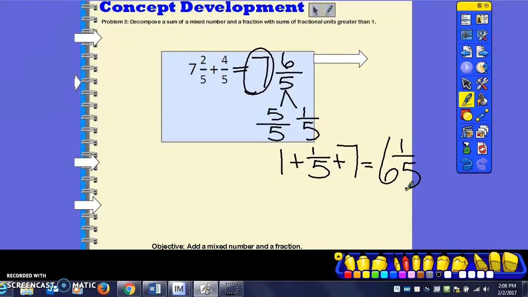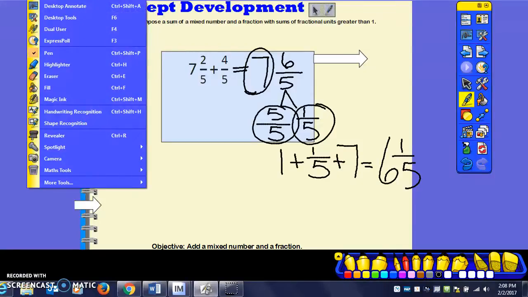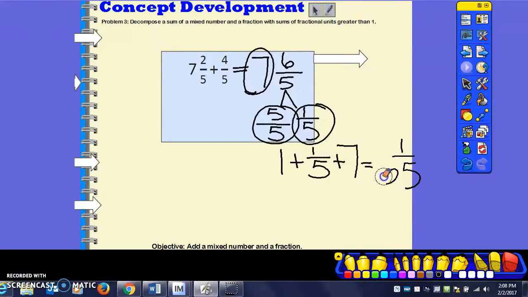So again, I changed my improper fraction to a mixed number using my number bonds. So I took 5/5, which is the same as 1 whole, plus my 1/5 that's left. And then I can't forget about the 7 wholes that I already had. I'm sorry, so 7 plus 1 is 8, not 6. Trying to make sure you're paying attention. So that's 8 wholes and 1/5.